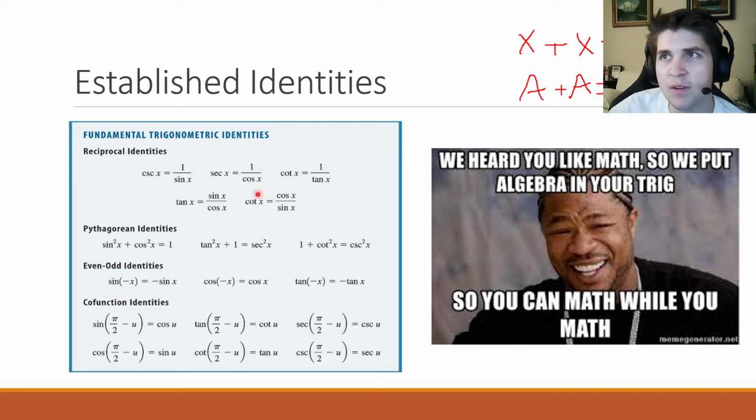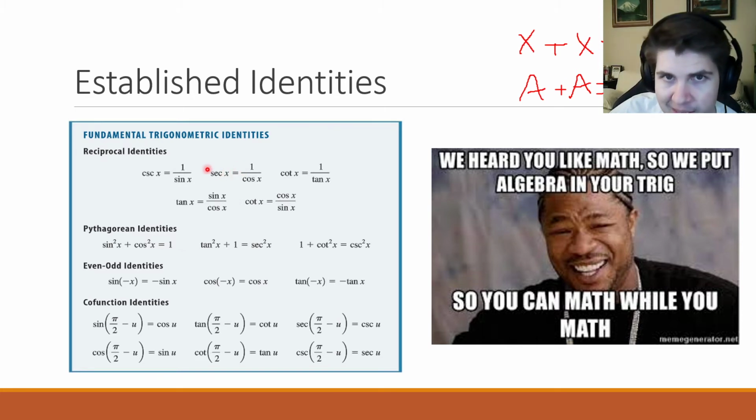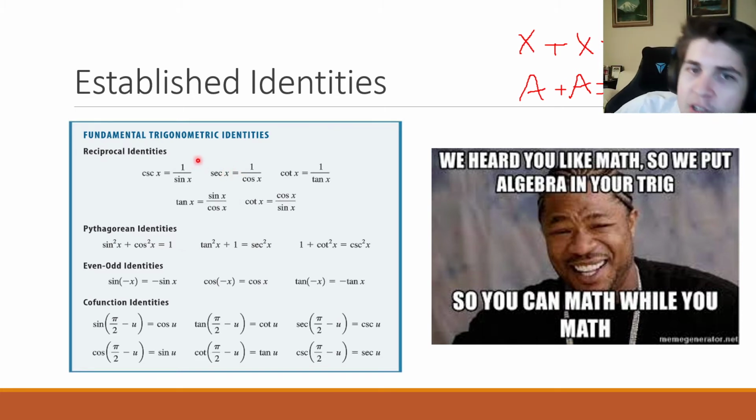Each one of these, like tangent is y over x, sine over cosine. Cotangent is x over y, cosine over sine. Each one of these is true because of the definitions from chapter 4 based on the unit circle, based on the terminal point, and which is x and which is y, cosine or sine, respectively.